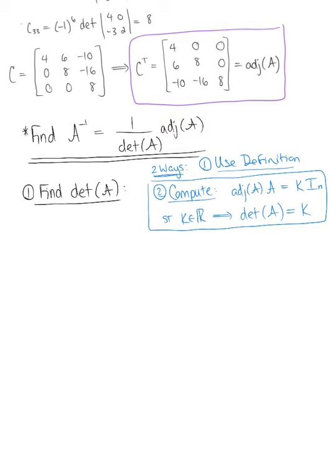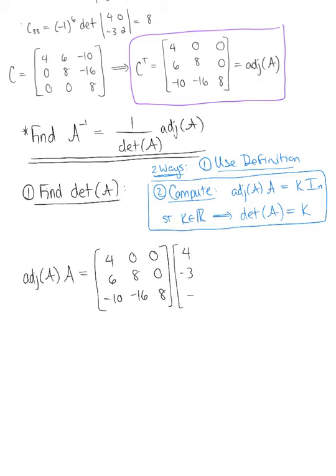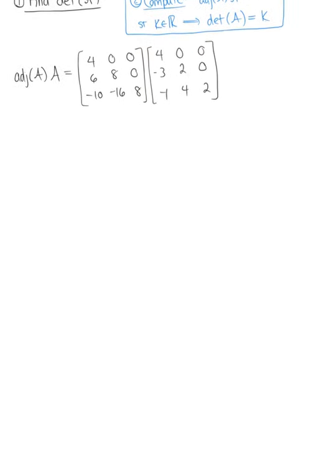To find the determinant of A, we need to take the product of the adjugate of matrix A with our given matrix A. So this is going to be 4, 6, negative 10, 0, 8, negative 16, 0, 0, 8, multiplied by the given matrix, which was 4, minus 3, minus 1, 0, 2, 4, 0, 0, 2. To compute this, we will use the row column rule.